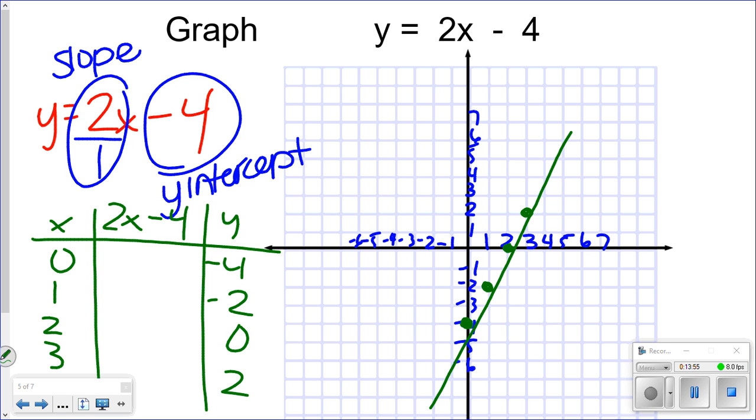What questions do you guys have for me so far? Do you think it's easier than making the table? Yeah, it's way easier than making the table. 100%. You don't have to sit there and do the work and then graph it. You're literally skipping the table. You're looking at the problem and then graphing. You're skipping the middle step. Can I go to the next one? Okay.